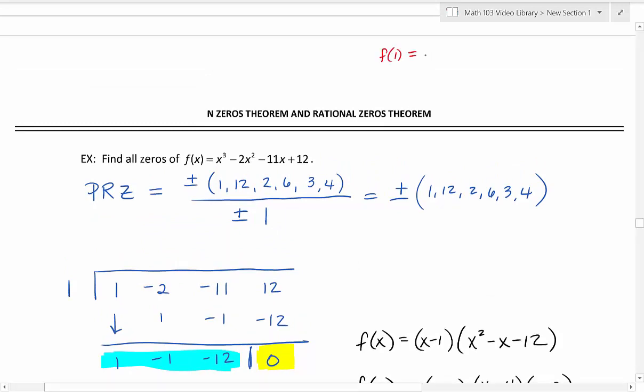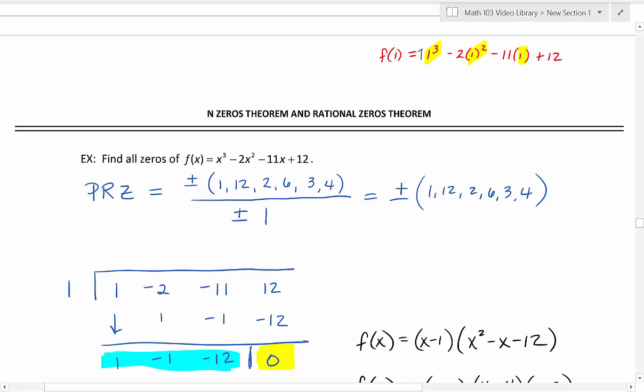So when I plug in 1, that's going to be 1 to the third minus 2 times 1 squared minus 11 times 1 plus 12. All these 1s, like 1 to the third is still 1, 1 squared is still 1, and then we have the solo 1. 1, when you multiply it by another number, just gives you that other number.